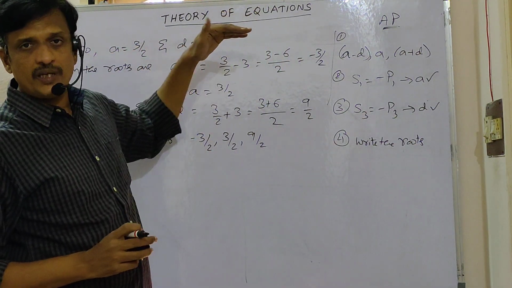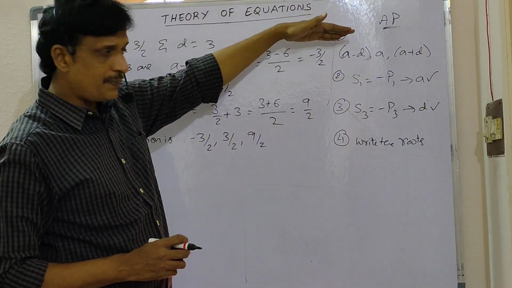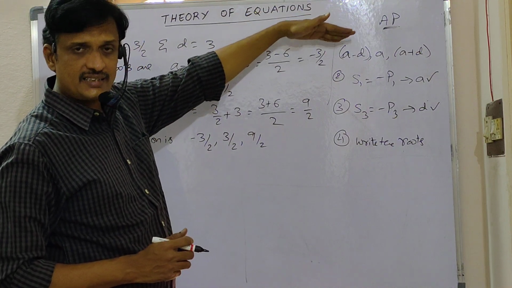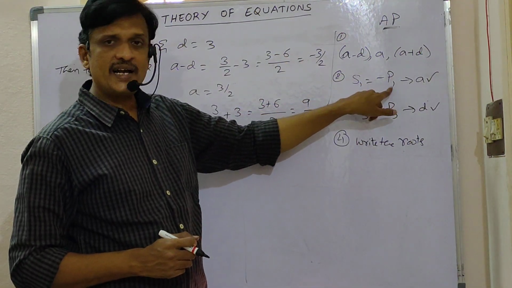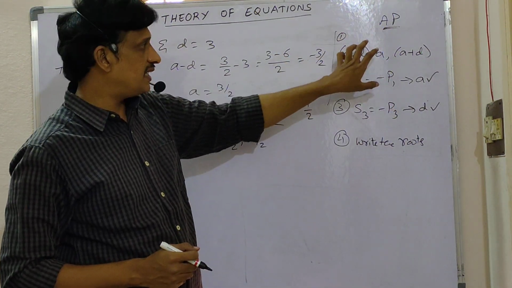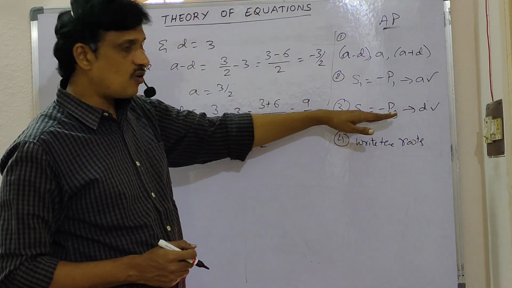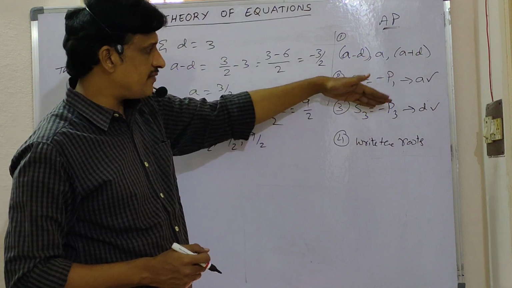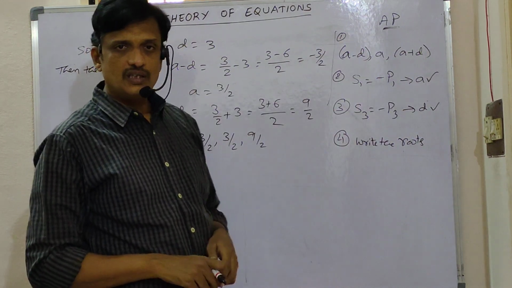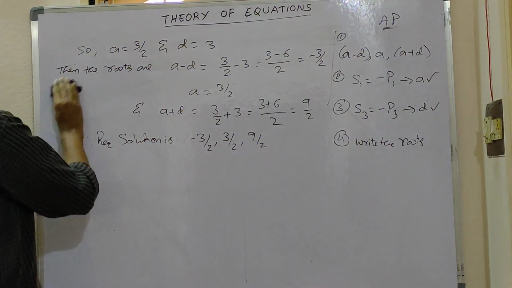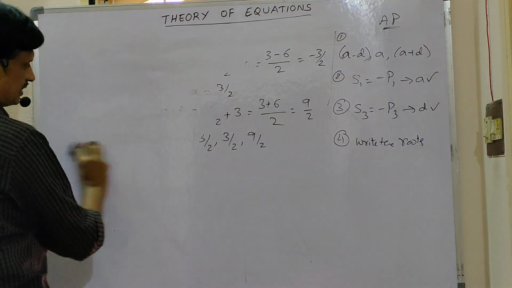When the roots of a cubic polynomial are in arithmetic progression, first step is let us assume that the roots are A minus D, A and A plus D. Second one is write S1 equal to minus P1, means sum of the roots gives A value. Then write S3, product of the roots, which is equal to minus P3. Substitute this A value, you will get D. After getting A and D, you can write the roots. Like this you can solve the given polynomial when the roots are given in arithmetic progression.